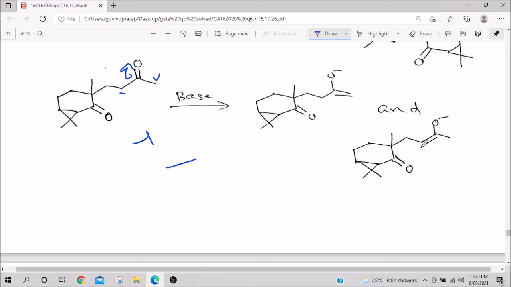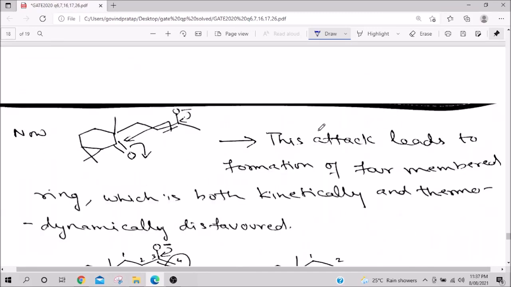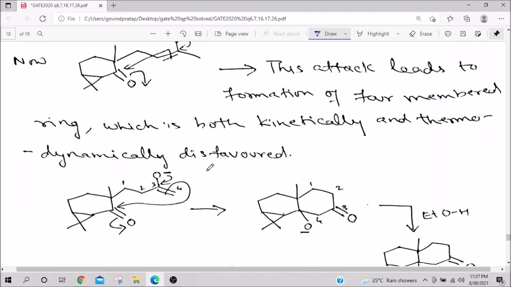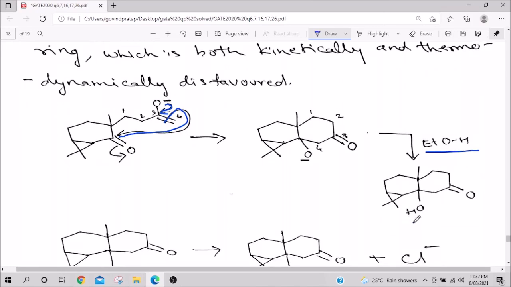So this enolate will not be attacking this carbonyl. Rather, this less stable one, this enolate will attack this carbonyl, and you get the ring, right? So as I told you, this is disfavored because you are getting a 4-membered ring. A 4-membered ring is not favorable. So this part goes and attacks. So a negative charge comes here. This goes and attacks here, and you get O minus. Of course, ethanol is already there. So ethanol gives the proton, it becomes OH.